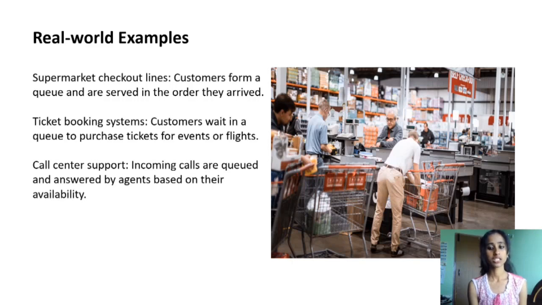Real-world examples of queues. Supermarket checkout lines. Customers form a queue. Ticket booking systems. Customers wait in a queue to purchase tickets for events or flights. Call center support. Incoming calls are queued and answered by the agents based on their availability.